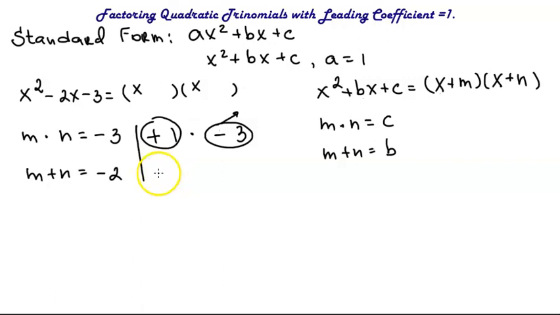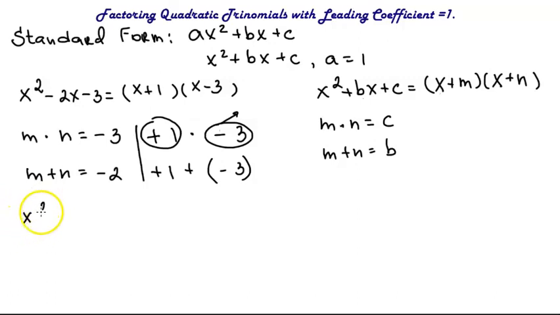Then what happens if I add them? Positive 1 plus -3. The result is -2, so it checked out. Meaning the two numbers I'm looking for are positive 1 and -3. So all I need to do is to place them back in the parentheses. That will be x plus 1 times x minus 3. Let's do one more.